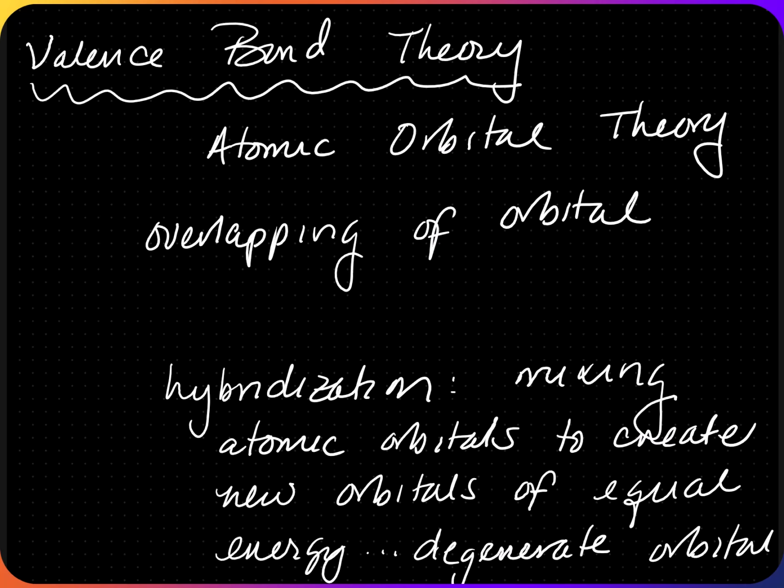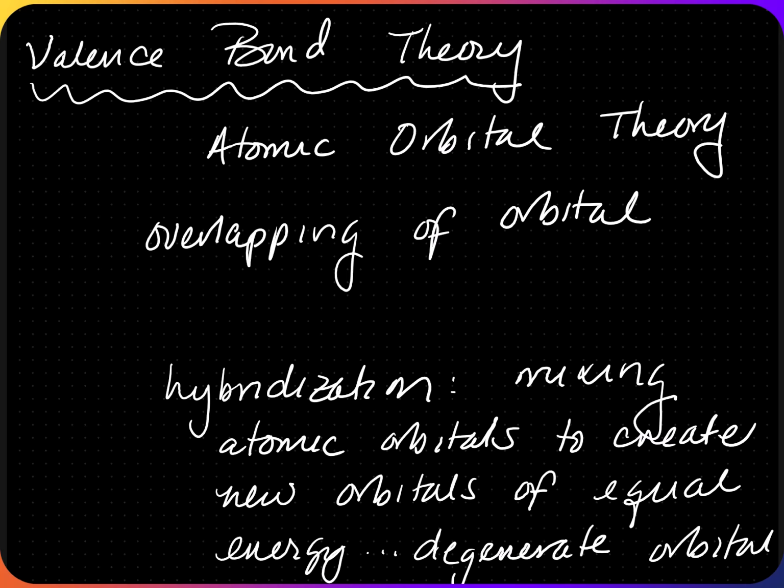Valence bond and molecular orbital theory is something that you will spend a lot more time on in college chemistry. In this video, I'm going to briefly explain what hybridization is and how to recognize the hybridization for each of the electron pair arrangements. The valence bond theory, or atomic orbital theory, explains the overlapping of orbitals. The overlapping of orbitals prevents distinct orbitals from showing by themselves.